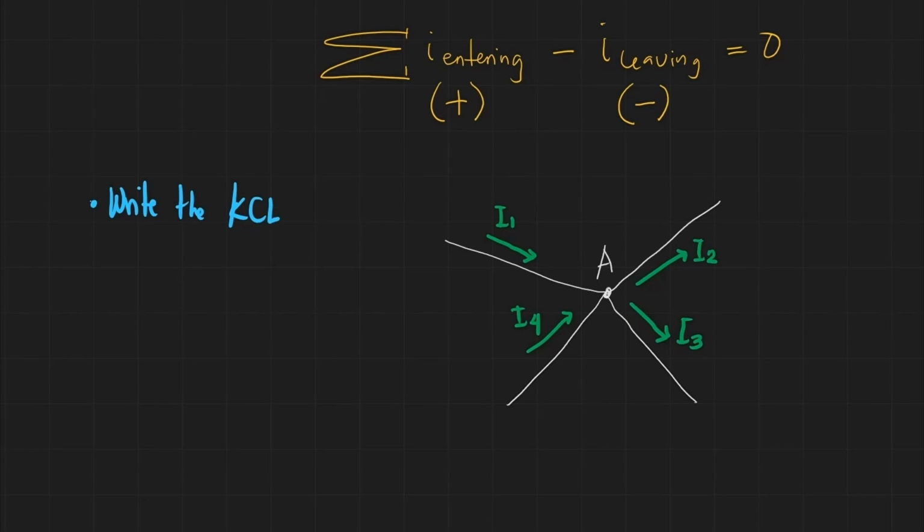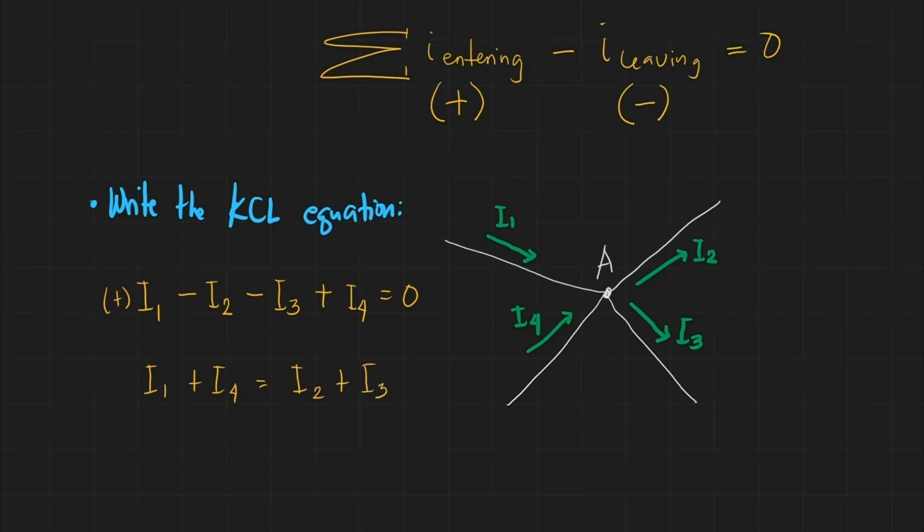So, consider this particular figure here. We have a node A with 4 currents that is either entering or leaving it. We can write a KCL equation out of that. We can note that I1 is entering, so that is positive. We can note that I2 is leaving, I3 is also leaving, and I4 is entering. So, therefore, positive ang I4. Then, of course, we equate that to 0 as stated in KCL. So, simplify natin, I1 plus I4 is equal to I2 plus I3.